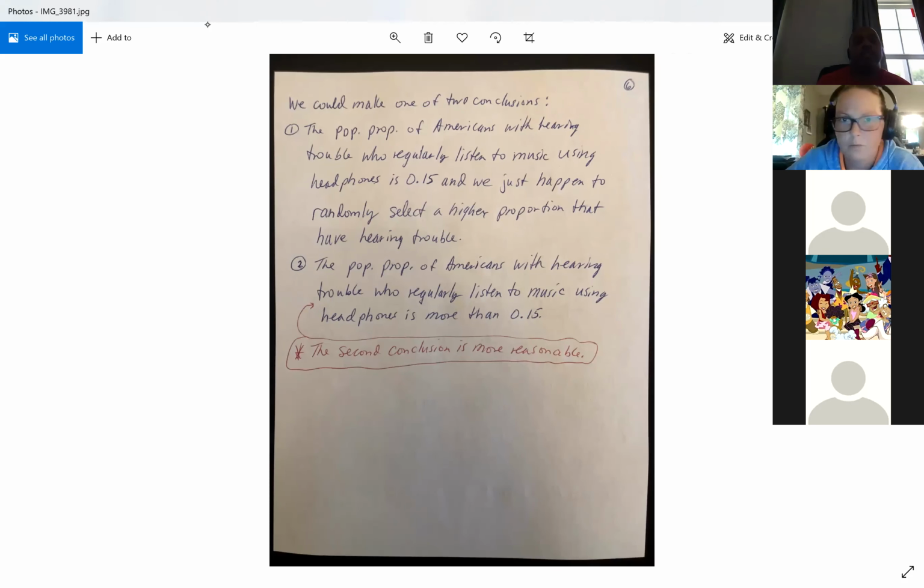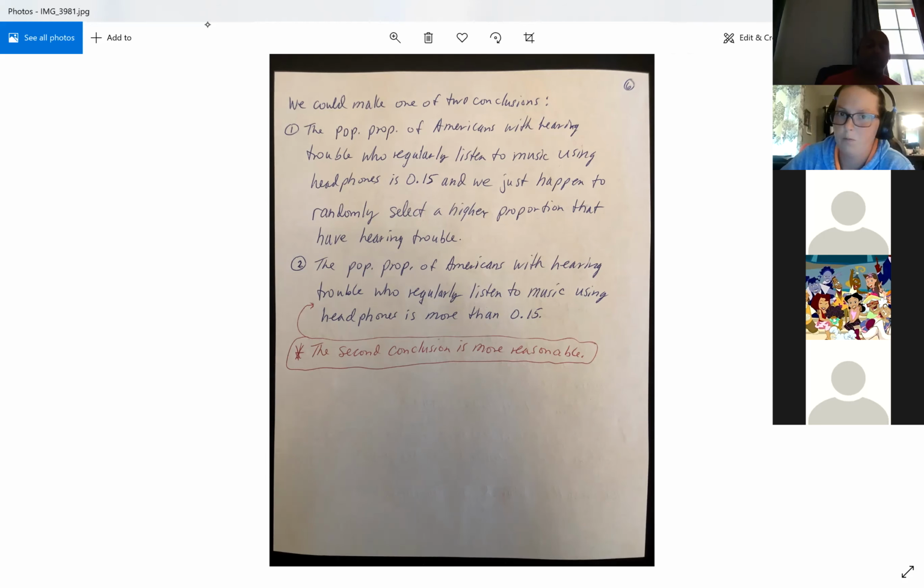Since it is unusual, we can make one of two conclusions. The population proportion of Americans with hearing trouble who regularly listen to music using headphones is 0.15, and we just so happened to randomly select a higher proportion that have hearing trouble. In other words, even though the population is what it is, we just happened to choose a bunch of people that have hearing trouble. Or the population proportion of Americans with hearing trouble who regularly listen to music with headphones is more than 15%.